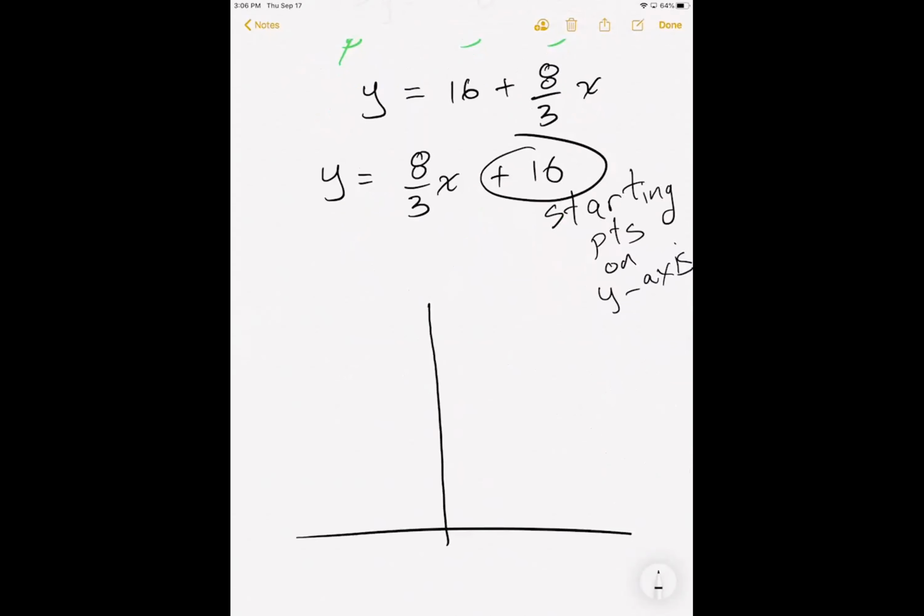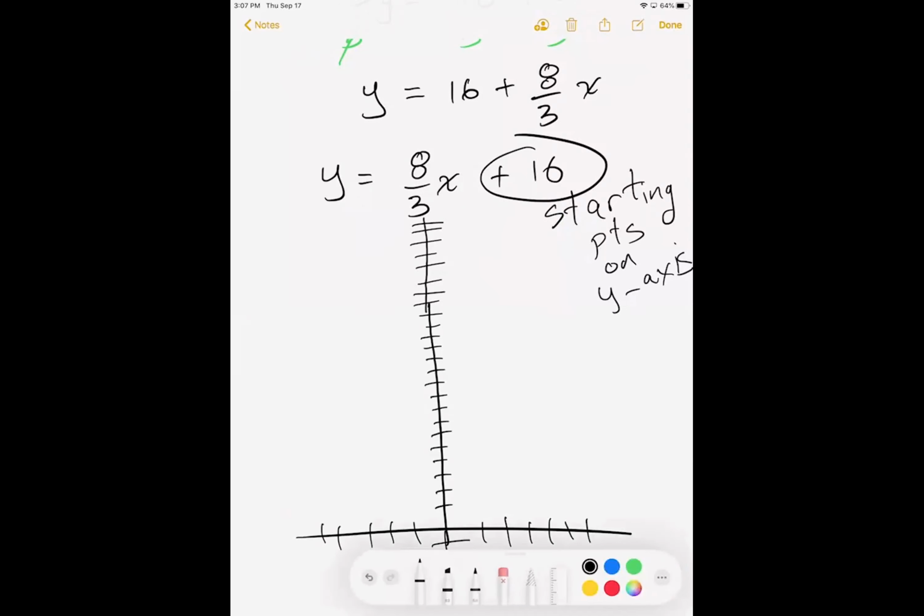I don't need the negative. So 1, 2, 3, 4, 5, 6, up to 24. I need that much. I don't need a negative number. If you look at this, do you agree that the starting point is 16? So we have 1, 2, 3, up to 16. So this is my 16. That is my starting point on the y-axis.